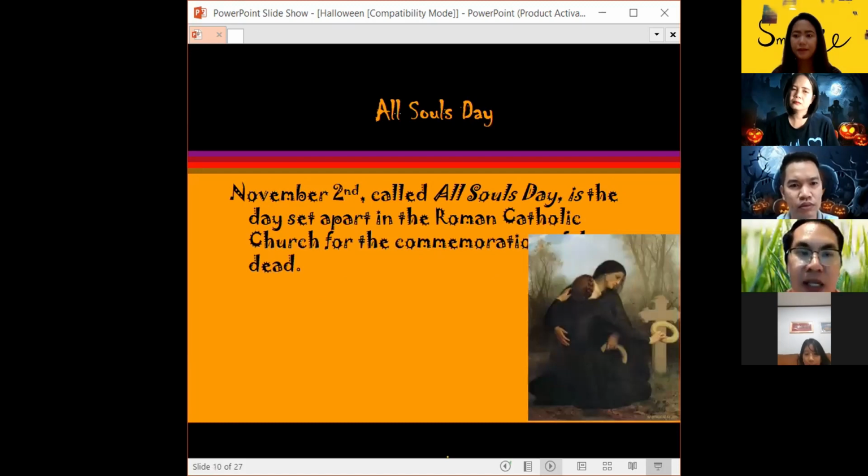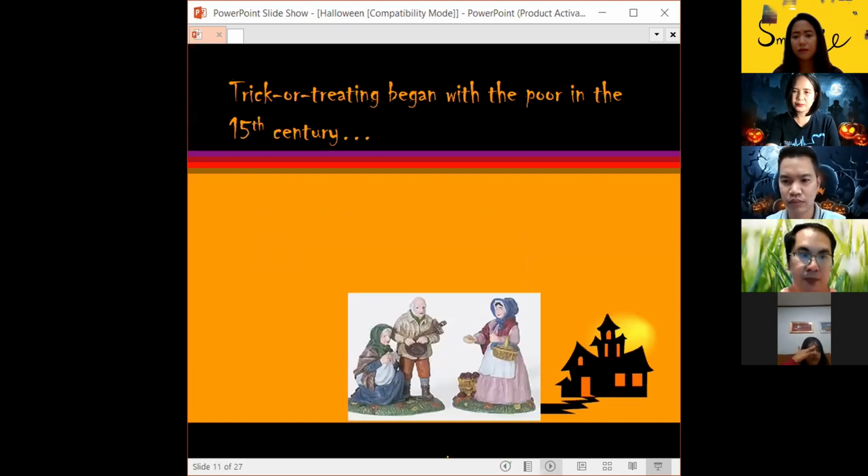All Souls Day. What is All Souls Day? November 2 is called All Souls Day. It is the day set apart by the Roman Catholic Church to commemorate or remember the dead people. If you are in a Catholic country, they are celebrating the souls of the dead people as well, and it's on November 2.